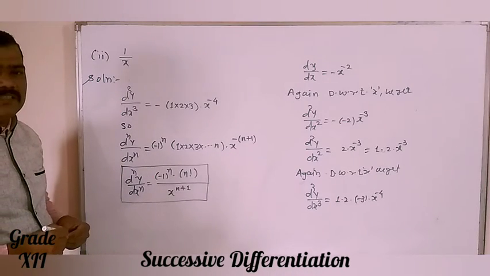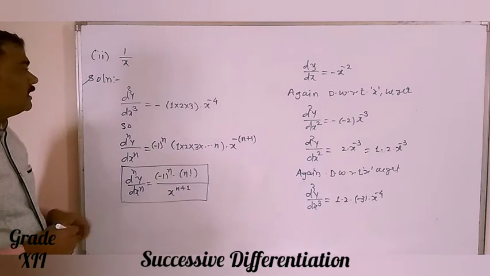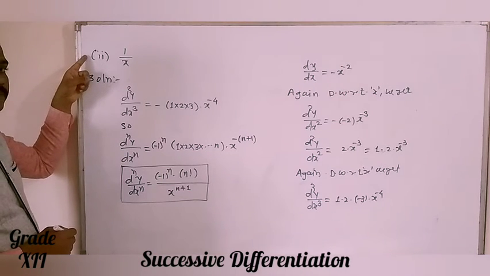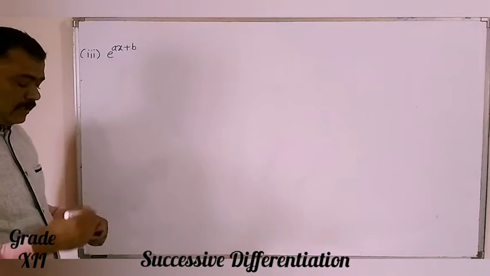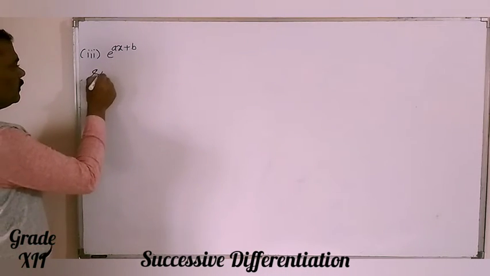After that, we have to discuss the third example. What is that third example? See here. The third example is e raised to ax plus b. We have to start the solution.